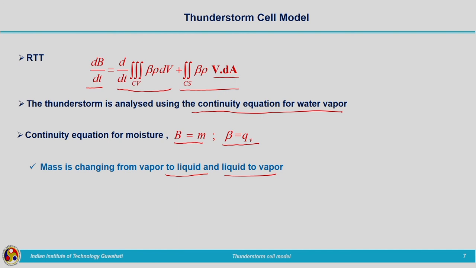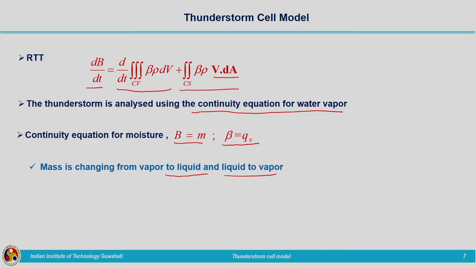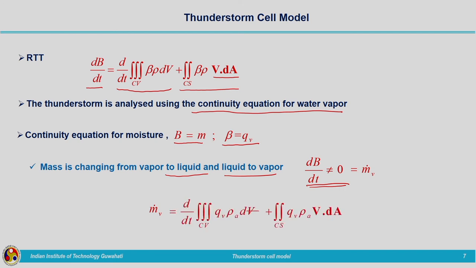But one thing is clear: due to condensation we are getting rainfall, which means the water vapor is converted into liquid form. So, there is a change in mass taking place. That means dB by dt is not equal to 0. We have already put the notation for dB by dt, that is m dot v. M dot v can be written as d by dt of the volume integral over the control volume of QV rho a dV, plus the surface integral across the control surface of QV rho a V dot dA. This is the equation representing the continuity or mass conservation equation for water vapor.